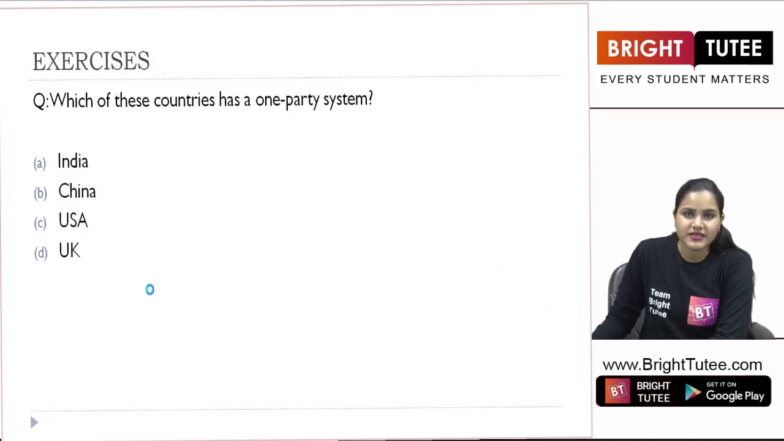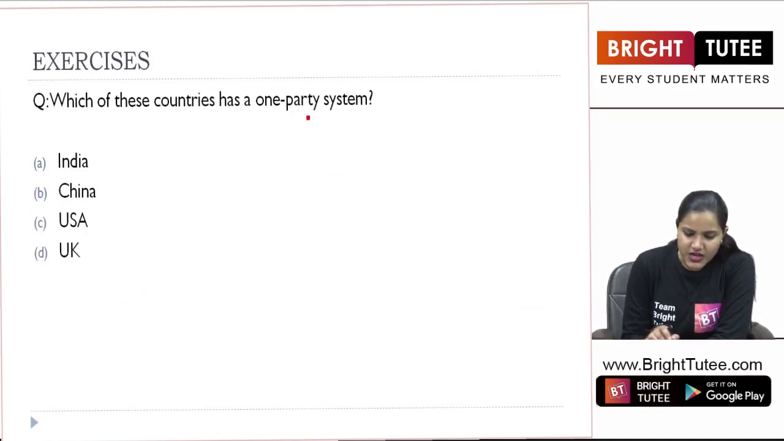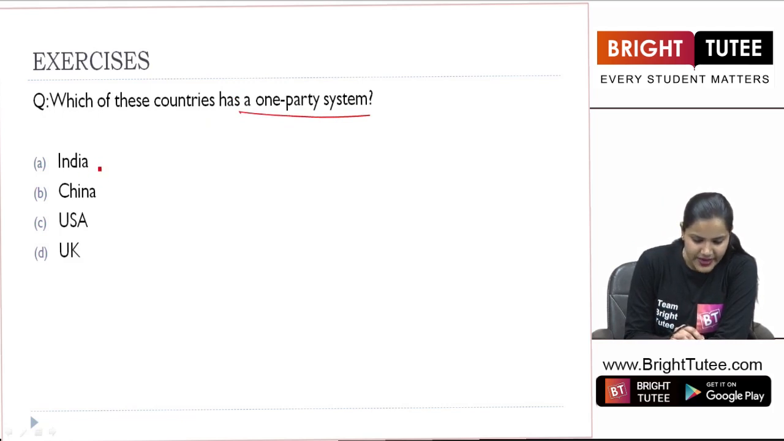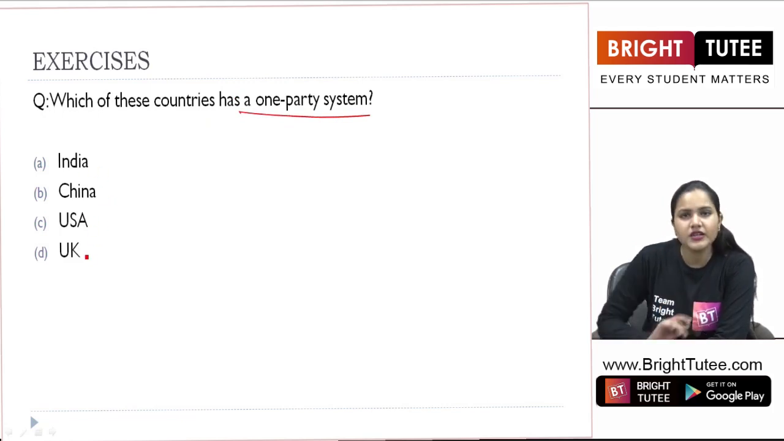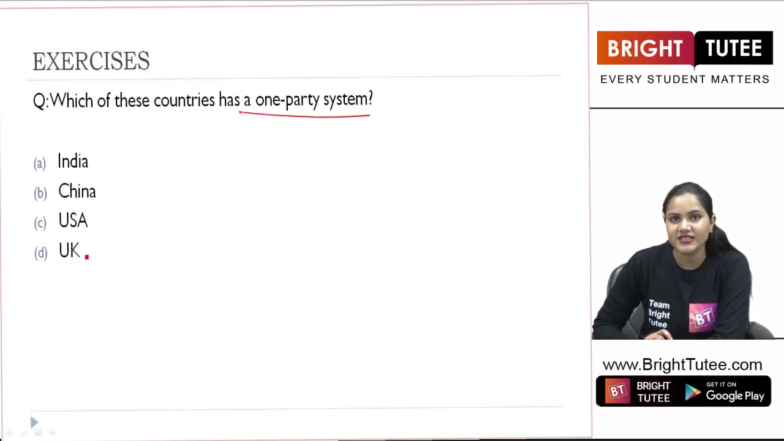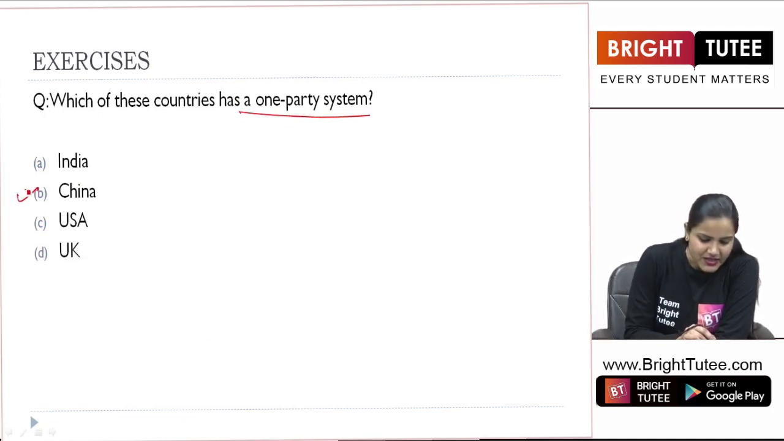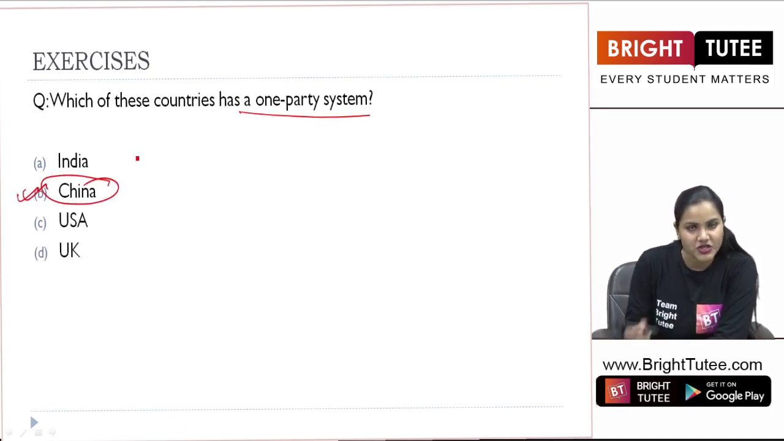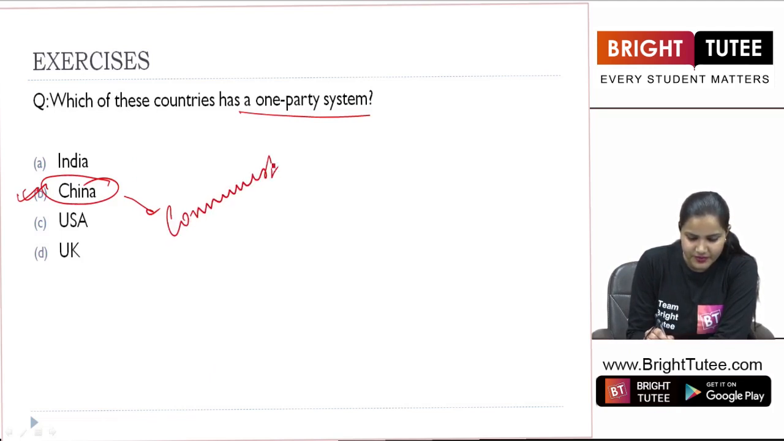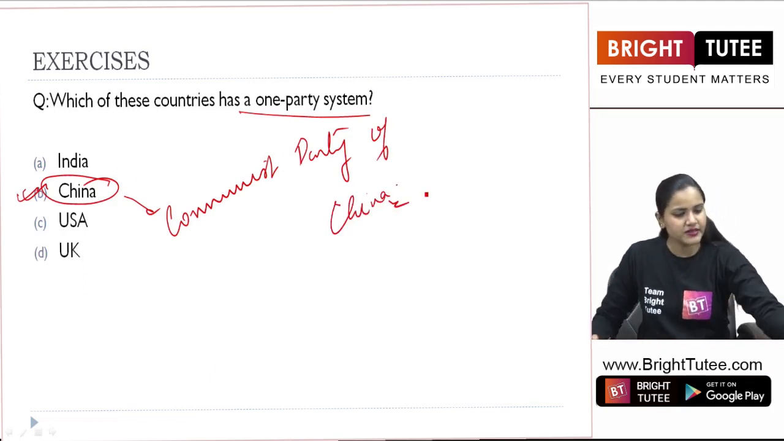Now coming to the exercise section, which of these countries has a one-party system? India, China, USA, UK. What is the correct answer here? The correct answer here, students, is China. We just read it right now. The Communist Party of China is the single ruling party here.